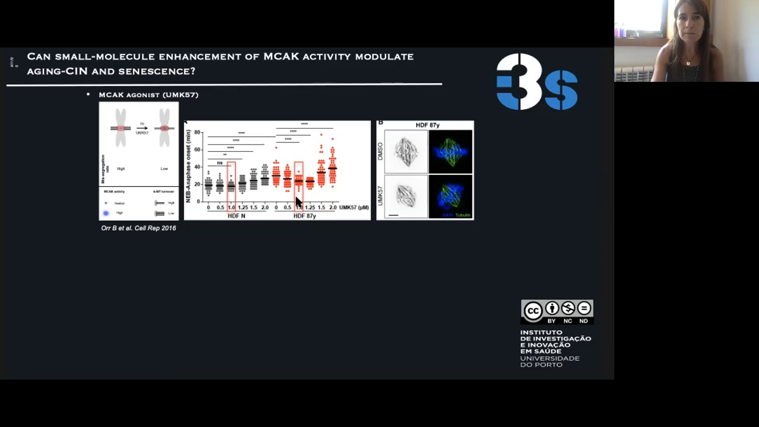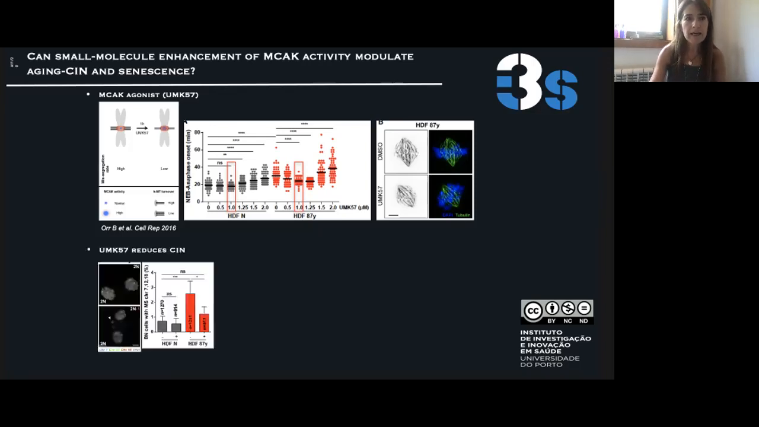So using UMK57, the agonist of MCAK activity, at 1 micromolar, we found that the metaphase cells of elderly cells no longer exhibited overstable K fibers. And so we were rescuing the microtubule dynamics in elderly cells. And we found that this UMK57 treatment was also able to reduce chromosomal instability.